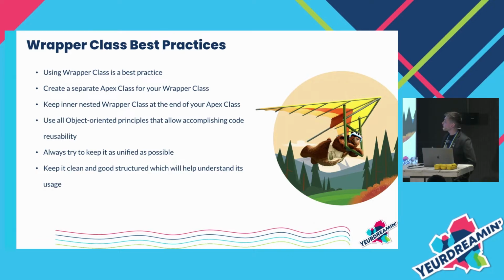But in situations where you see it's very, very specific and there is no chance of reuse, or it's very small, you can still use it inside your class. The recommendation is always to put it at the end, so all inner classes are at the end. We are always trying to use OOP principles, to keep code reusability and structure. And as I said, make it as unified as possible, clean and structured for future use.